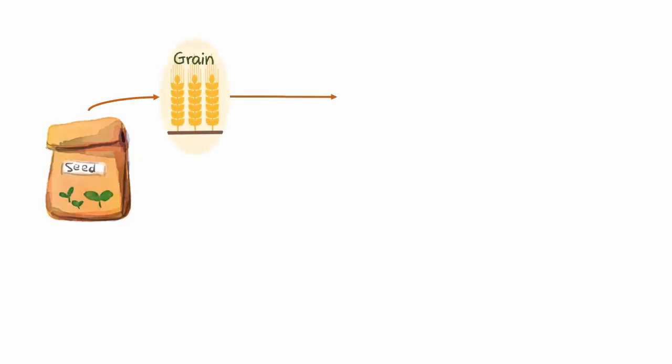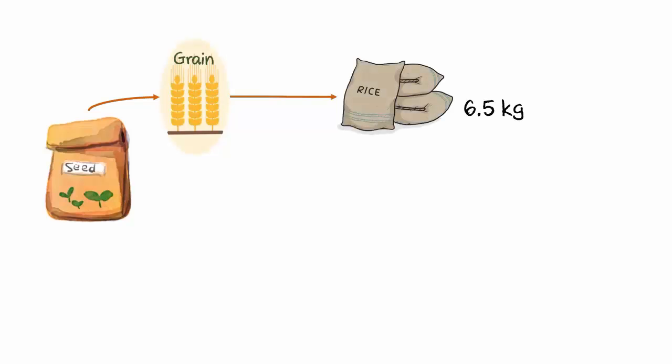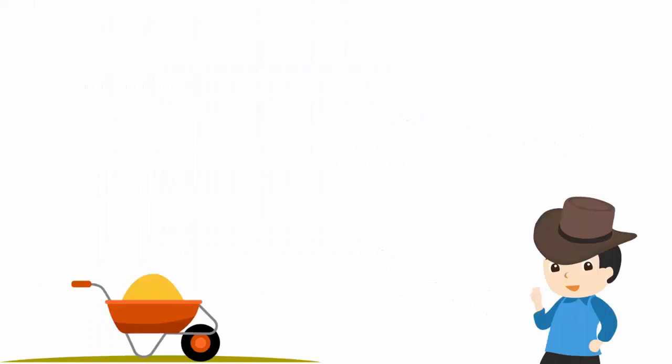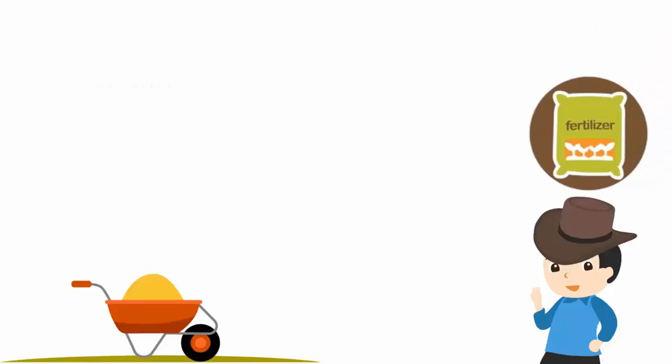So, for every rice seed, they will produce 60.5 kilograms of rice, and for every corn seed, they will produce 26 kilograms of corn. The farmer can sell the rice at 14,000 rupiah per kilogram, and he can sell the corn at 3,200 rupiah per kilogram.